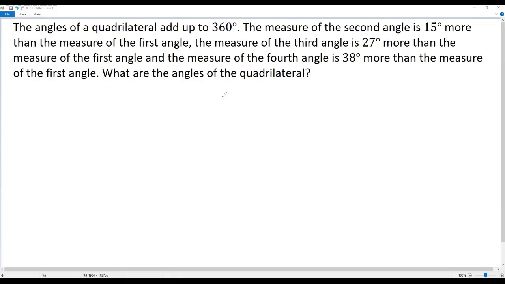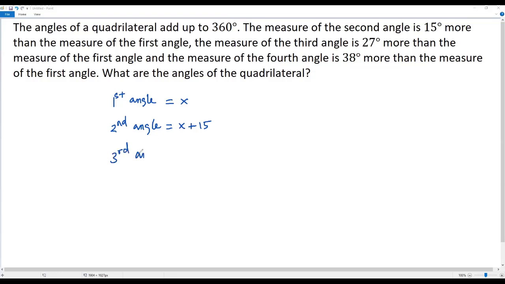Okay, here, the measure of the first angle is not given, but the remaining three angles are linked to the first angle. So we can assume some variable as the measure of the first angle. I assume x as the measure of the first angle. Then what is the measure of the second angle? The question says that the measure of the second angle is 15 degrees more than the measure of the first angle. We have assumed x as the measure of the first angle. So 15 degrees more than x is going to be x + 15. So the measure of the second angle is x + 15.